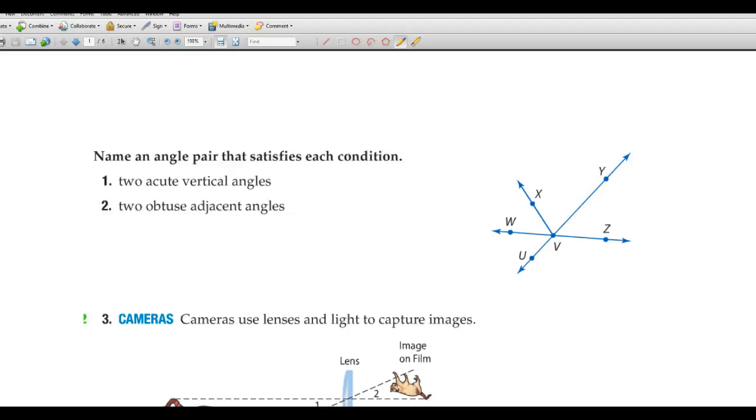Alright, this is lesson 1.5, angle relationships, starting on page 50. Number 1, name an angle pair that satisfies each condition.